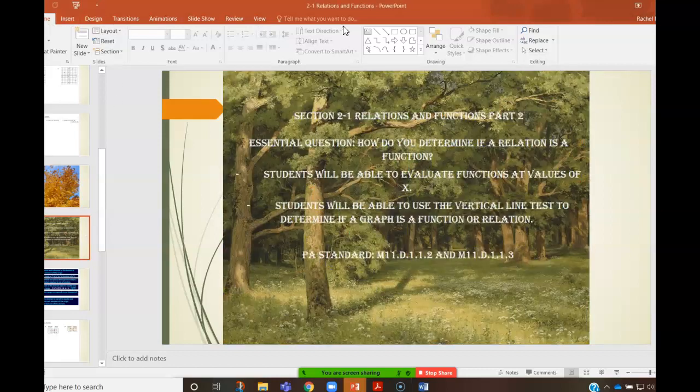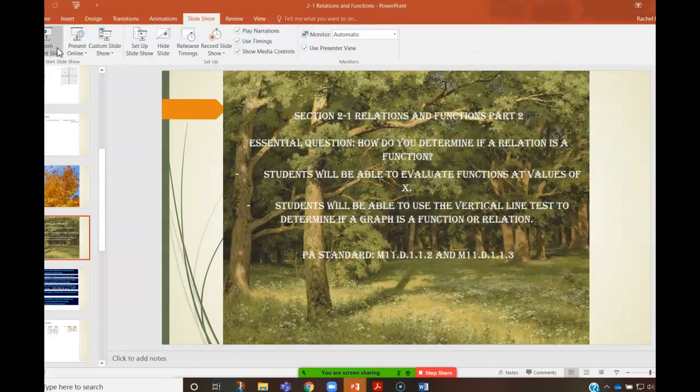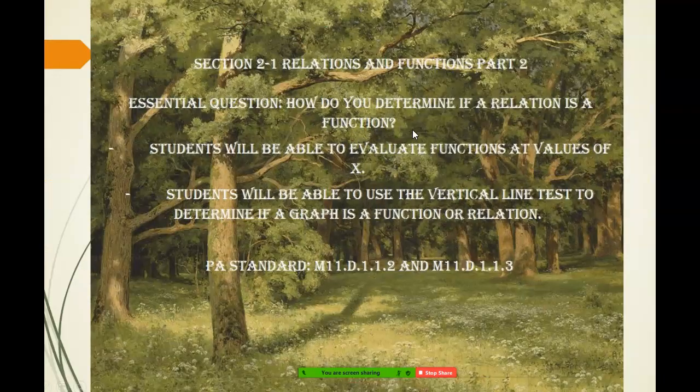So today we are picking up with day 2. We are still looking at relations and functions. We are going to be able to determine if a relation is a function. You're going to be evaluating values of x on f, and you'll be using the vertical line test.